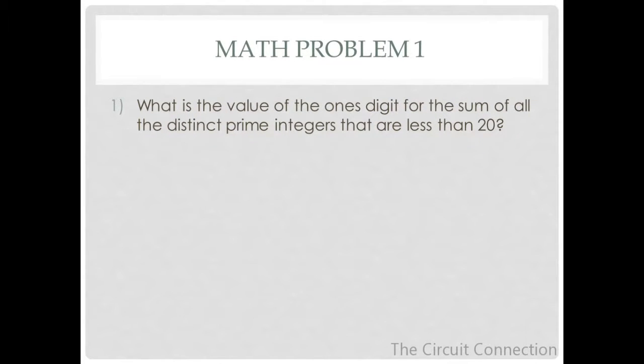And so our first one is, what is the value of the ones digit for the sum of all the distinct prime integers that are less than 20? And the answer choices are 1, 2, 3, 4, 5, 6, 7, and 8. So again, what is the value of the ones digit for the sum of all the distinct prime integers that are less than 20?